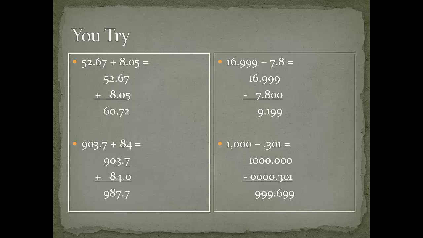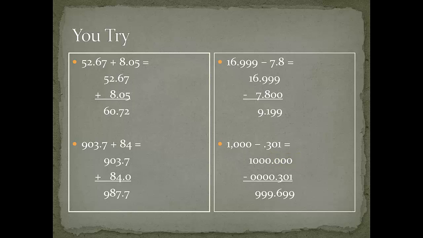For my last example, I'm going to subtract 301 thousandths from 1,000. This one's really a tricky one because I have a whole number with no decimal in it, and I have a decimal number with no whole numbers in it. But I still have to line up the decimals. To do that, I need to add a decimal again to my whole number at the end, or to the right of the 1,000. So I'm going to write it as 1,000.000. And again, I've written out 3 zeros to match my 301 in my other number.